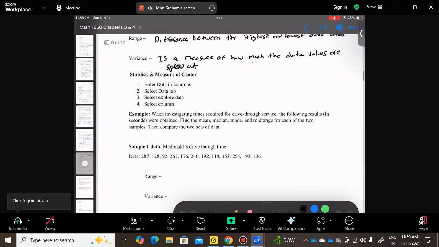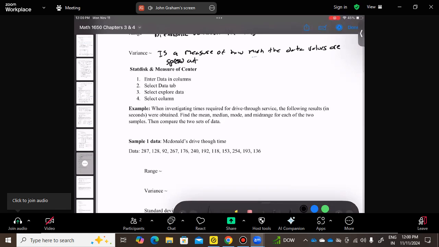All right, so now let's look at how we do this on the software. It's actually the exact same way you may have seen it when we were doing the measures of center. You enter your data in the columns. Hopefully you have your data in already. Select the data tab, select export data, select the column, and then you look for range, variance, and standard deviation.